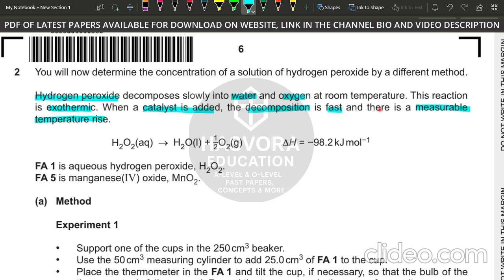Okay, now they have given you this reaction for 1 mole of hydrogen peroxide, and they've also given you the delta H change. This will be beneficial when we are looking for the amount of the hydrogen peroxide that we will be reacting, so we can compare it to that. Okay, so if 1 mole of hydrogen peroxide releases this much energy, then we can check how much energy changes. Then they have given you FA1, the aqueous hydrogen peroxide, and FA5, the manganese oxide. So manganese oxide is the catalyst here.